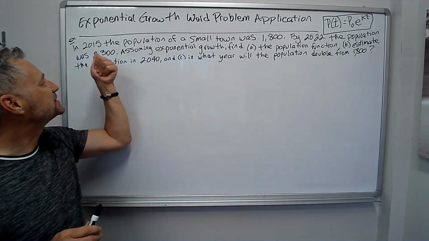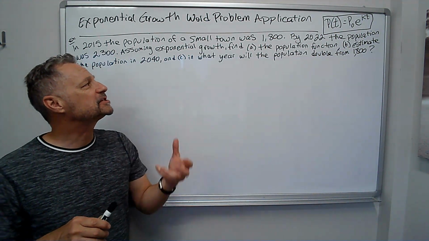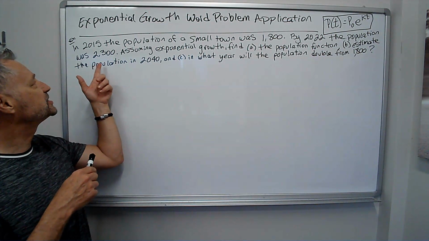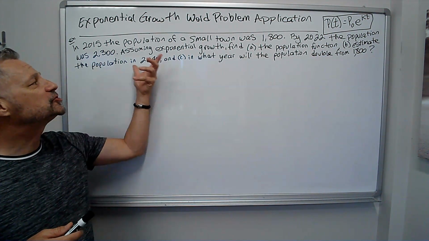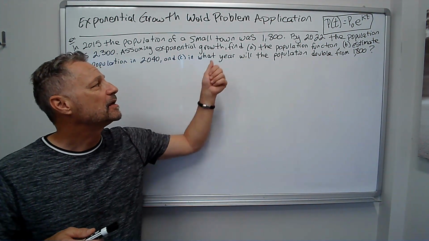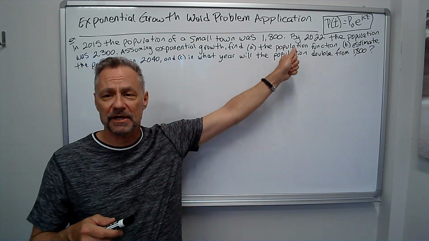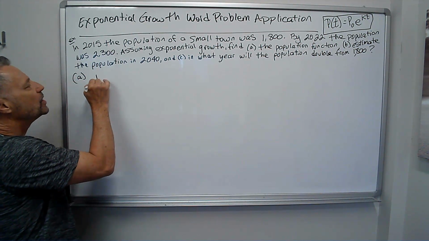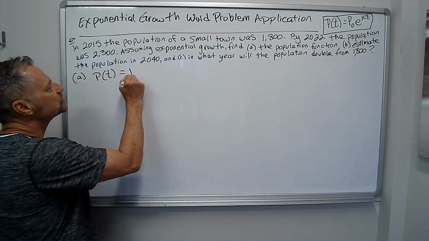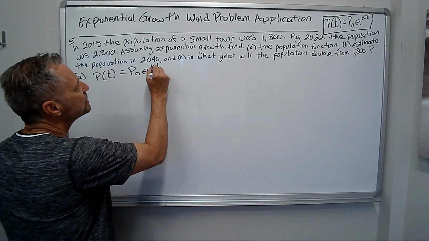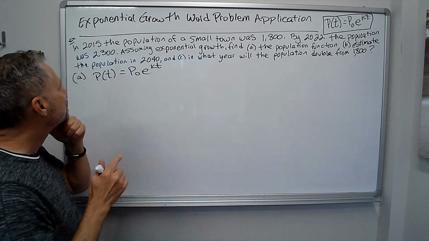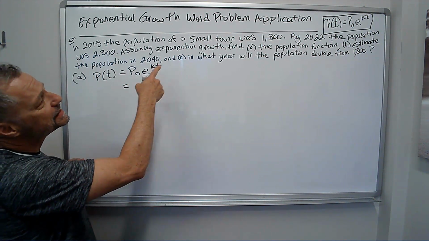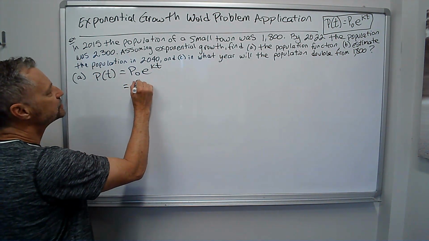Well, we've got this problem. It says in 2015, the population of a small town was 1,800, but by 2022, the population was 2,300. Assuming exponential growth, let's A, find the population function. We'll stop there and we'll do that one first. So for part A, we're going to use our formula, P of t equals P sub 0 e to the kt. Now, here's what we know. P sub 0, that's our initial population, was 1,800. We just plug that right in.